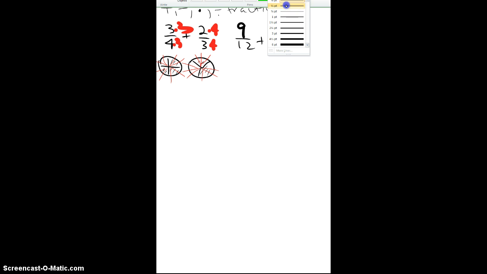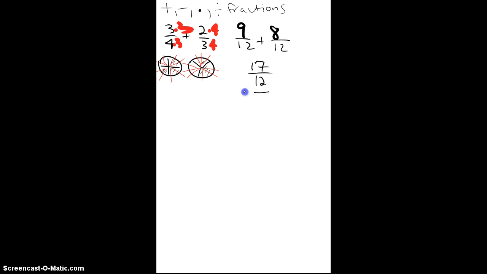All right, and so then the next thing is I'm just going to count my slices. I have 17 slices, and my unit is still 12. So if I put all these together, I have 17 slices. If you want to, you can regroup. So 12 of these could go in a pizza box. All right, so that would be one whole pizza. And then when I do that, there would be 5 slices that didn't fit.